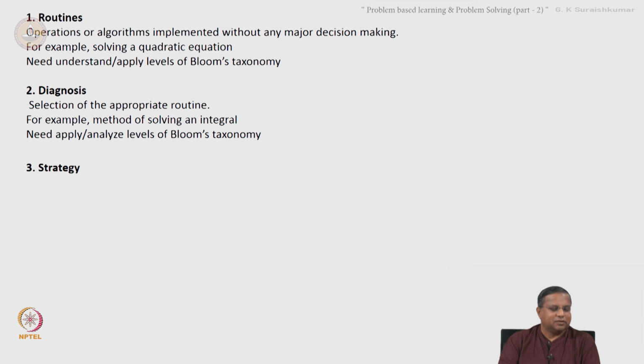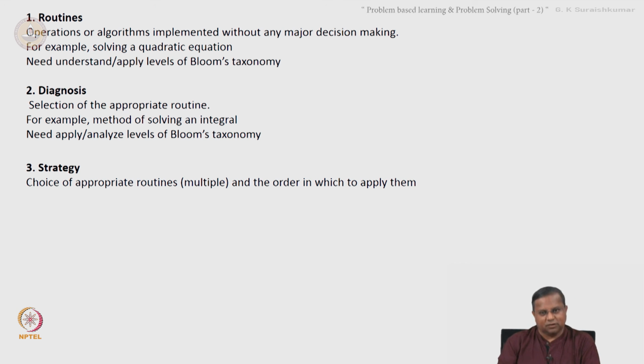The third is the strategy level of problems. Choice of appropriate routines, which could be multiple. There are multiple routines that are required to solve the problem, and the order in which to use them is also not known earlier. One needs to make a decision on that, and that could be a strategy level problem. There could be many examples. We will probably see some later. We have seen some already. The need here is the analyze or evaluate levels of the Bloom's taxonomy, the skills associated with them.